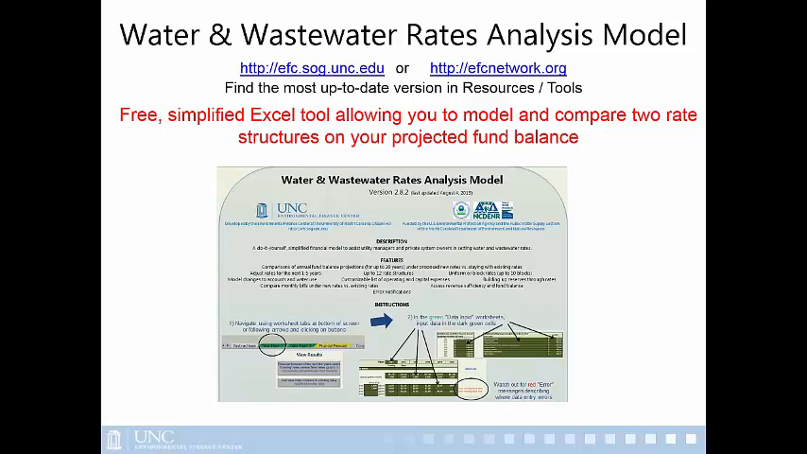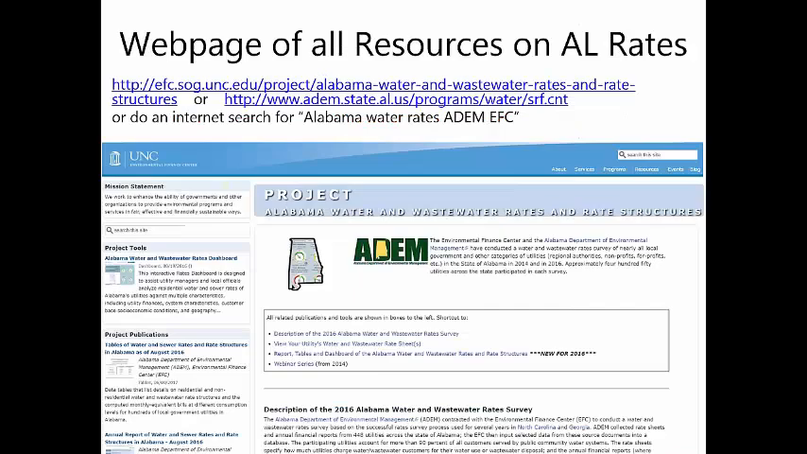We also have a tool that you can download off of our website called the Rate Analysis Model, where it's a cash flow model. You put in what your expected expenses are, you put in what your expected demands are, and what your current rates are, and it will project what your revenues and your expenses will be, and then you can create some scenarios where you adjust the rates to see how you could structure your rates so that you can recover enough revenue to pay for all of your costs. And we can work with you one-on-one on these tools as well.